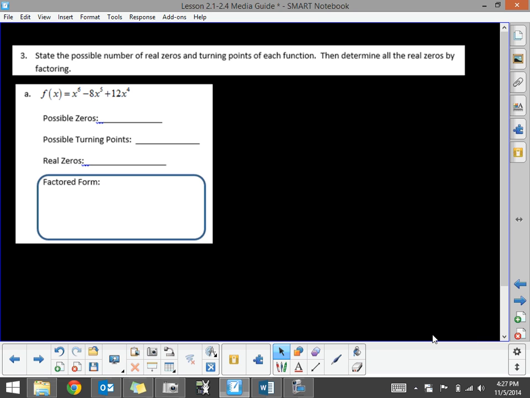Question number 3. We're going to state the possible number of real zeros and the number of turning points for each function, and then we'll determine all the real zeros by factoring.